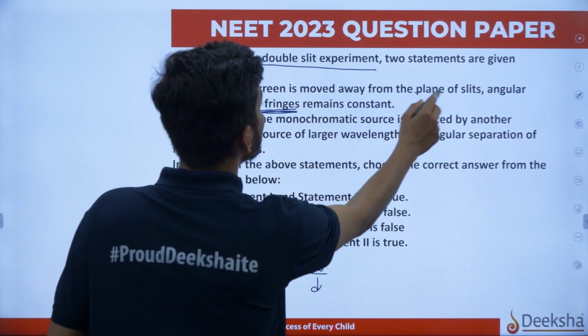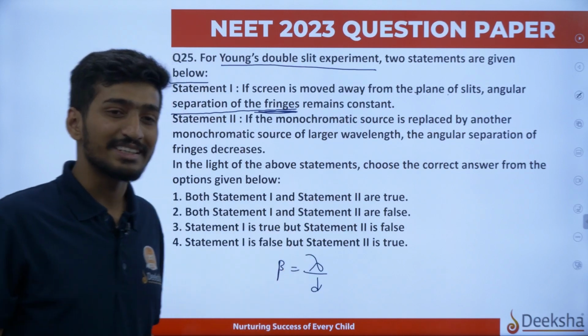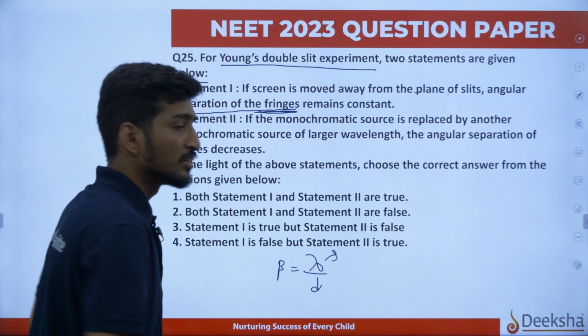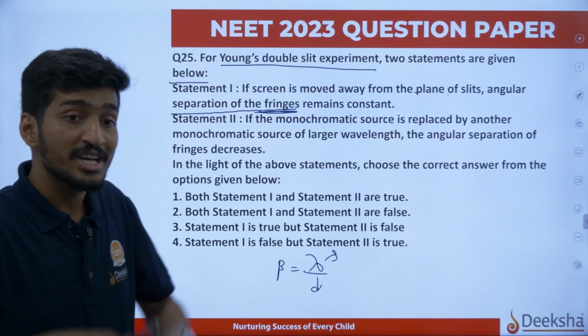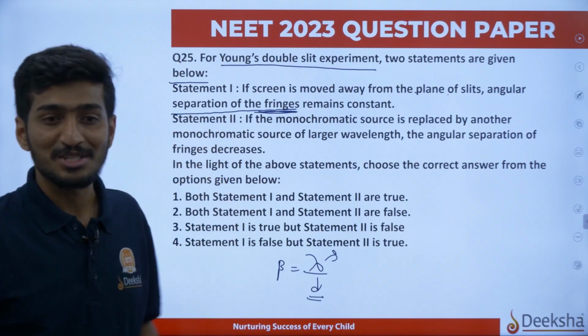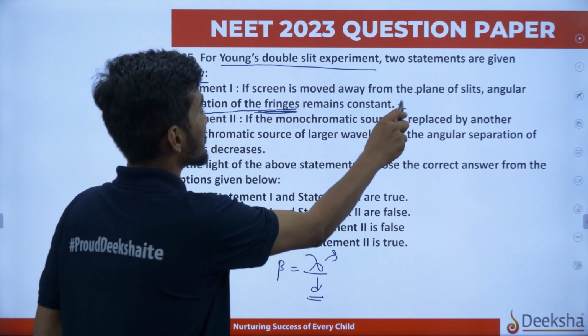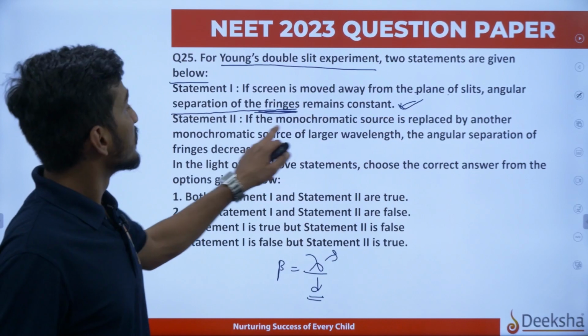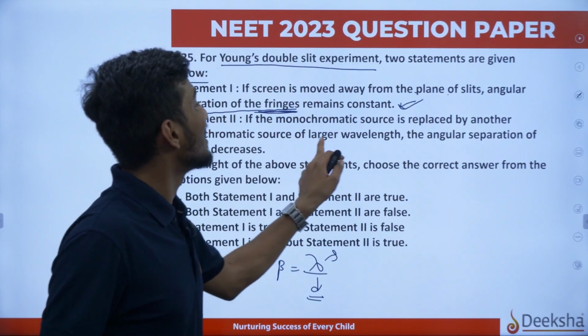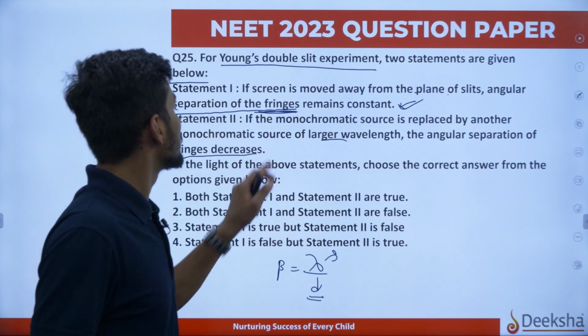If the screen is moved away, angular separation remains constant. Yes, it does. It does not depend on the screen distance. What does it depend on? The wavelength of the light you project and the distance between the slits. Not on the screen, just on the distance between the slits. So yes, this remains constant. This is correct.